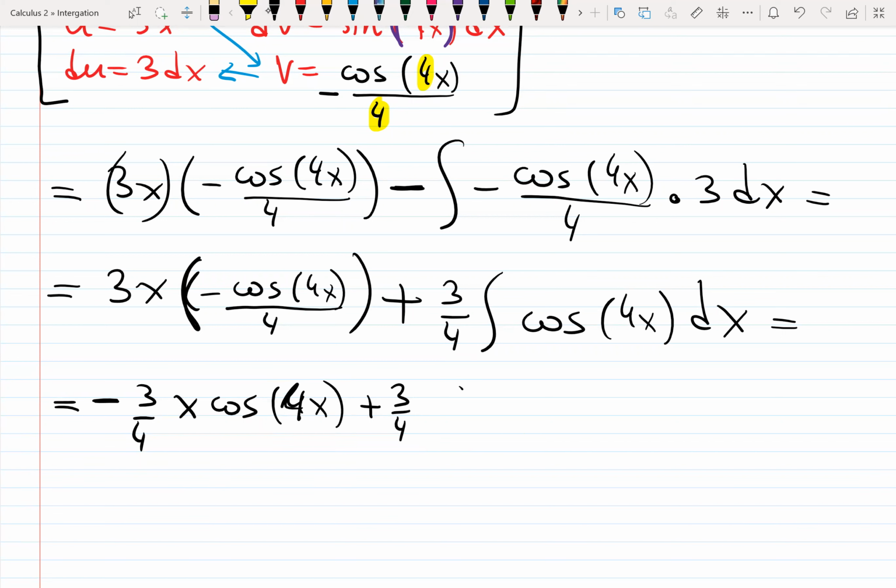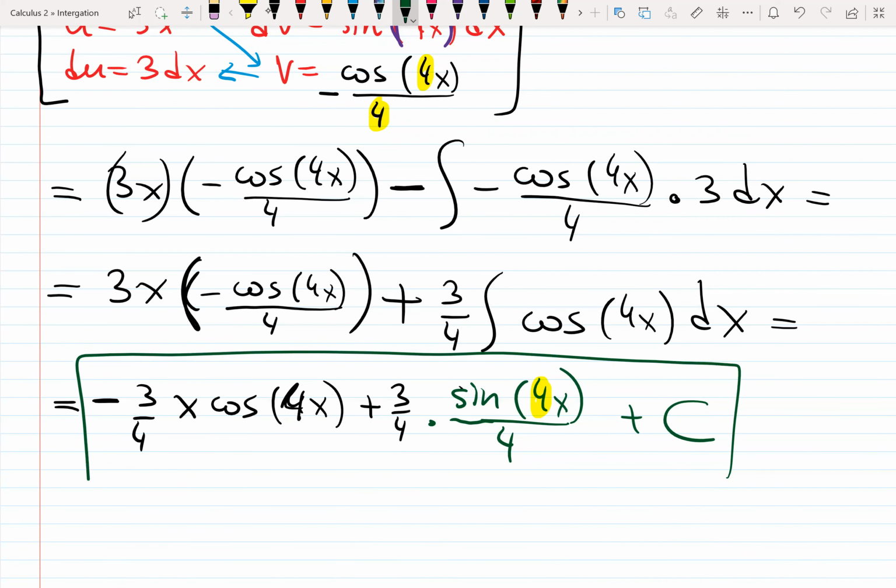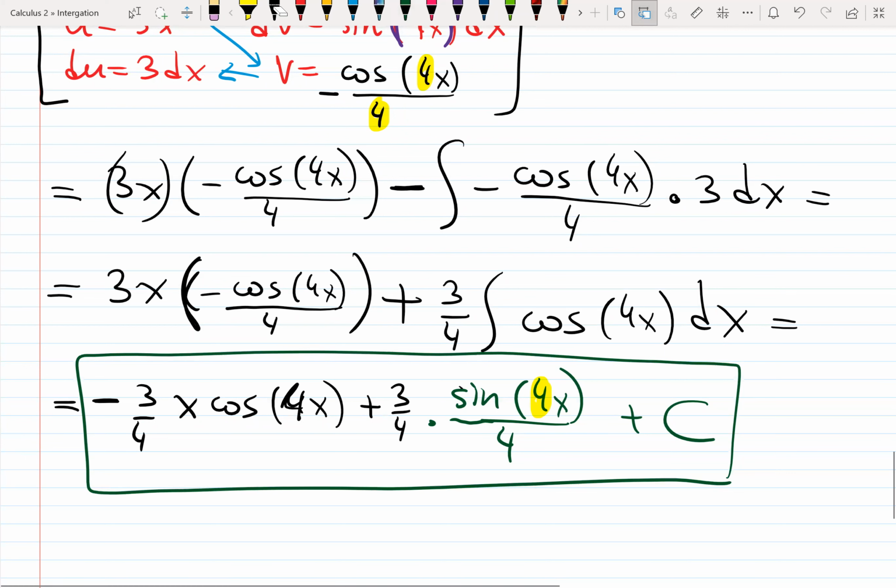Let me color code it in different color. Integral of cosine is plus or minus sine. Copy the part inside, divided by the leading coefficient, plus c outside. And then you check yourself. Derivative of sine is plus cosine. So I don't have to change anything. This is the final answer. What do you think about that? That's integration by parts and U substitution in one example.